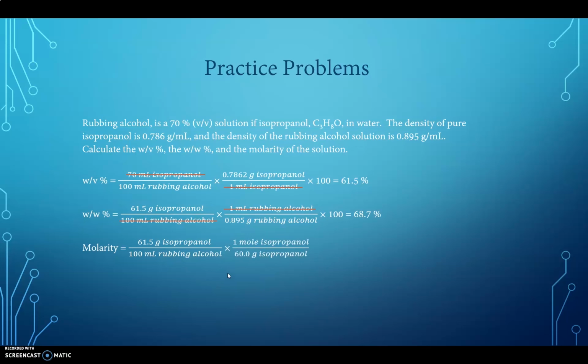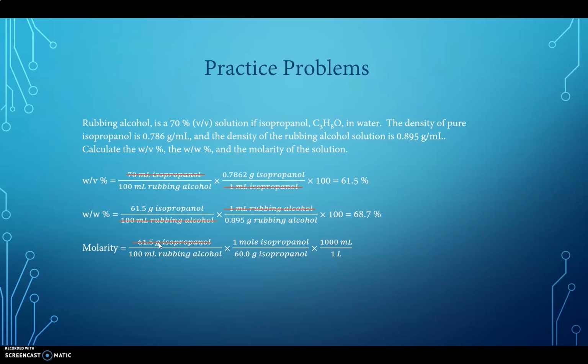So our first step is to figure out the molar mass of isopropanol, which is 60 grams per mole, and we can use that to convert grams into moles. So we've got the top where we want it. Now we need to do the bottom. We need to change the milliliters into liters, so we have our 1,000 milliliters per liter.